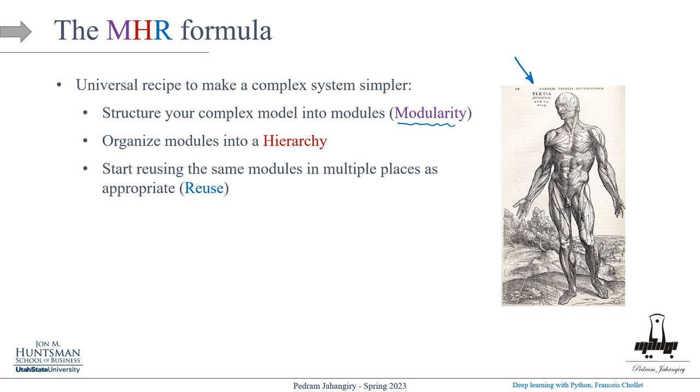So for example, we have 4 limbs, and then maybe 10 fingers, 10 toes, and then what's going on in the brain itself. It can be decomposed to, I don't know, eyes, ears, etc. So this is the modularity part.